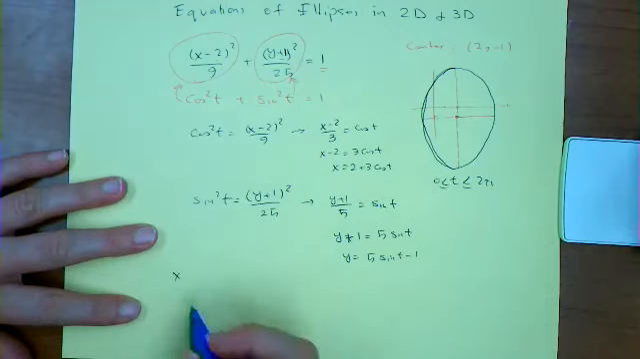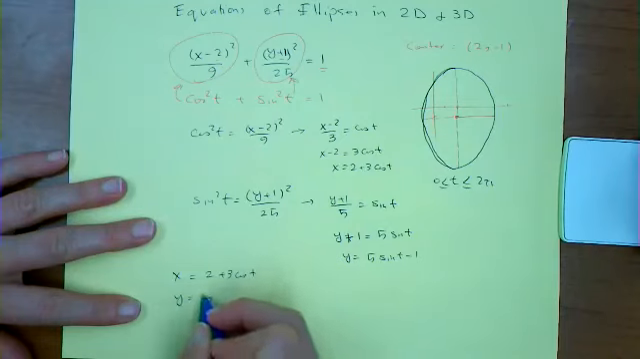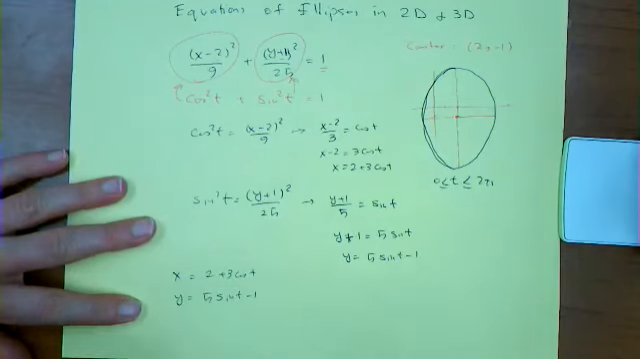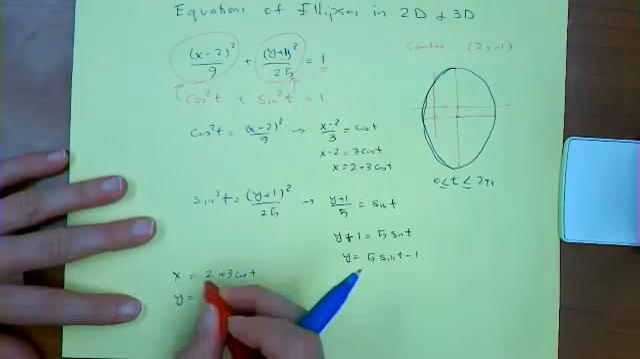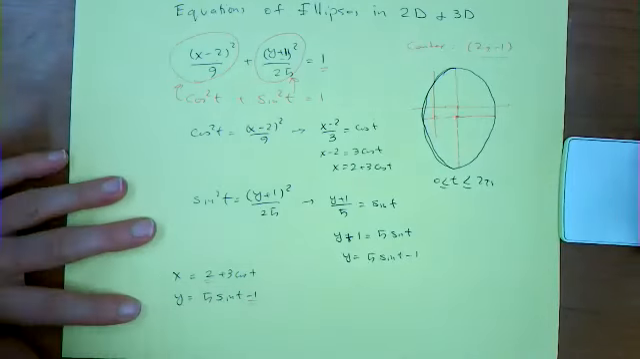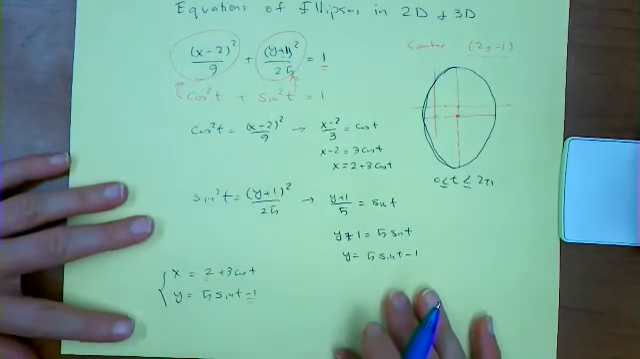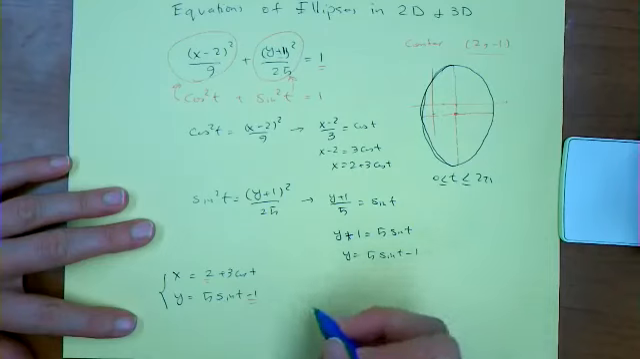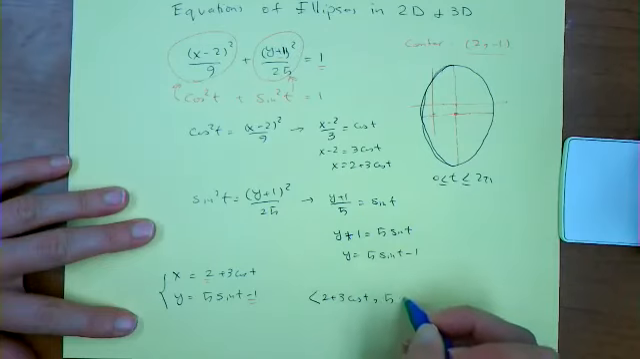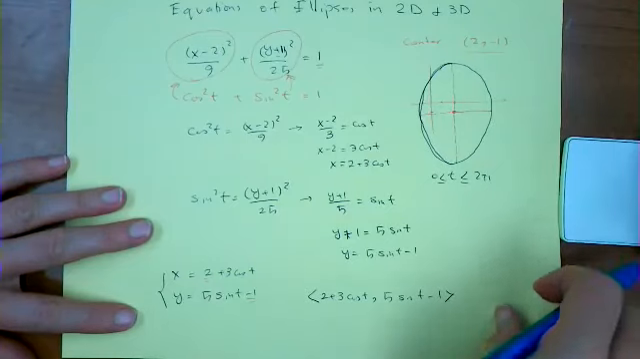Now I'm writing the parameterization as x equal to 2 + 3 cosine t and y equal to 5 sine t - 1. I want you to notice that the center appeared in here. That center that you found appeared right in here, basically. And that's my equation. I do like to write this in vector format. The vector format is going to be (2 + 3 cosine t, 5 sine t - 1).